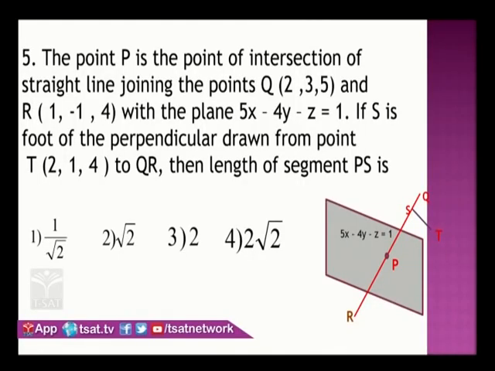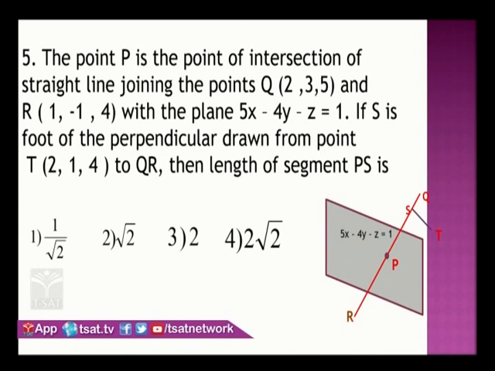Here the point P is the point of intersection of the straight line joining the points Q (2, 3, 5) and R (1, -1, 4) with the plane 5x minus 4y minus z equal to 1.